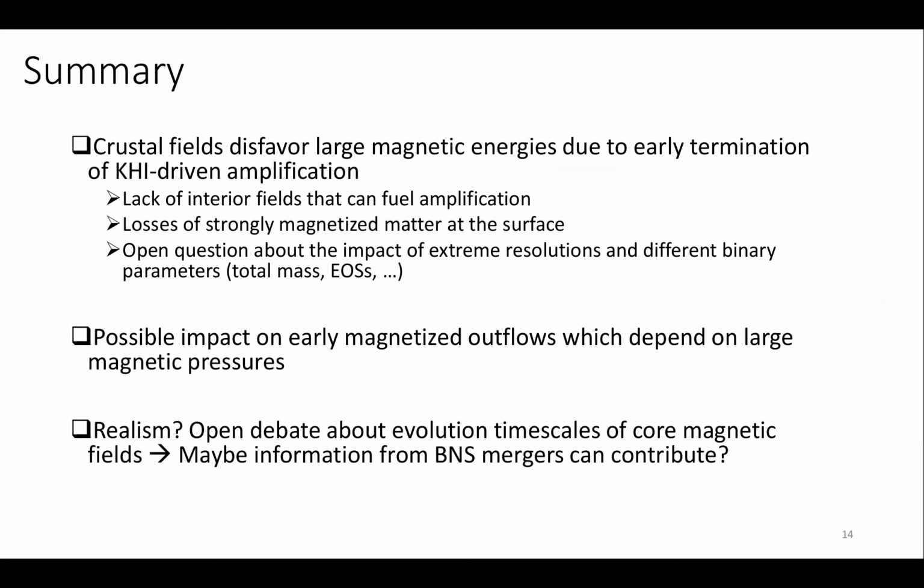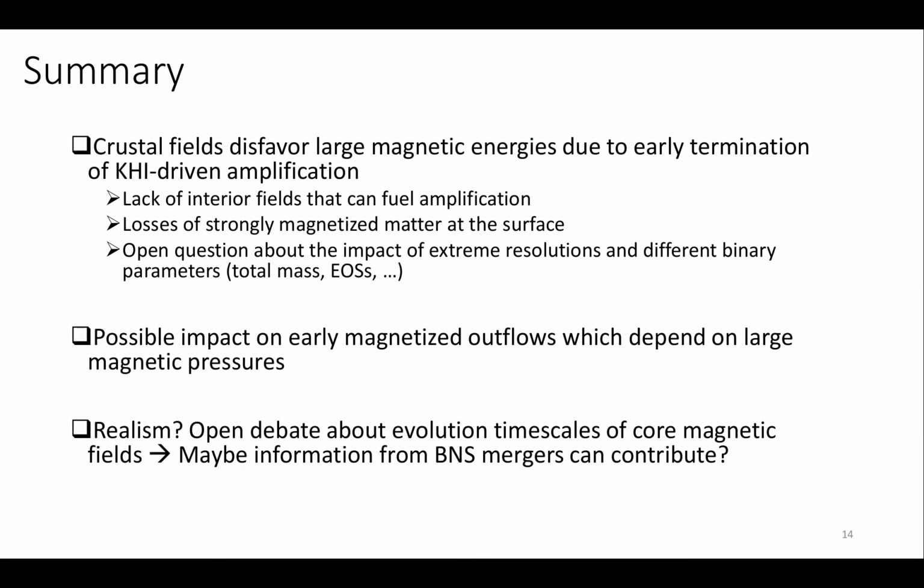Crustal fields in our simulation seem to disfavor strong magnetic energies in the post-merger phase, and that might be important for all these polar outflows that have been observed recently in recent papers. However, I think there's an open question about the impact of extreme resolution. So we used 70 meters. Maybe we really need to go down to, I don't know, maybe 30 meters in order to have a conclusive answer for this. But it might also relate to other binary parameters like the total mass of the binary or the equation of state.